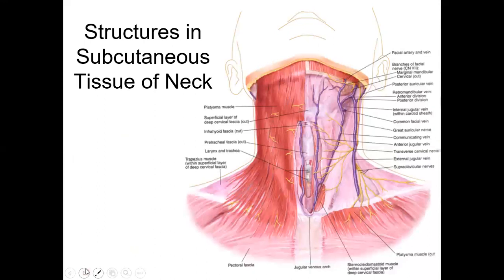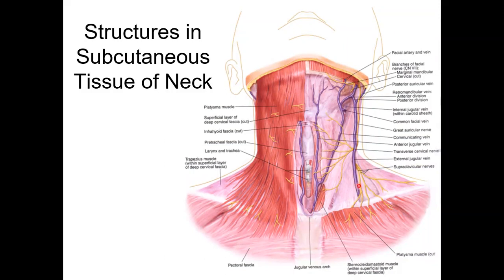Okay. Structures in subcutaneous tissue of the neck. So again, here's our platysma, and then here's nerves branching off to innervate it. They're showing you facial artery, facial vein, as well as facial nerve coming over to innervate the area. They're also showing you the internal jugular vein within the carotid sheath. And then here's that jugular venous notch. Well, this is the jugular arch right here too.